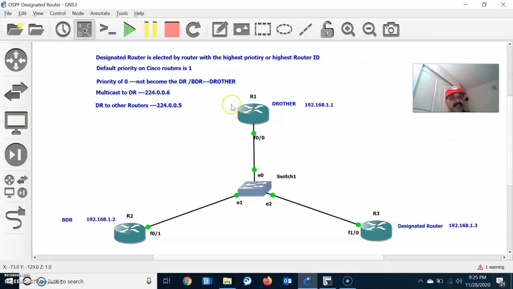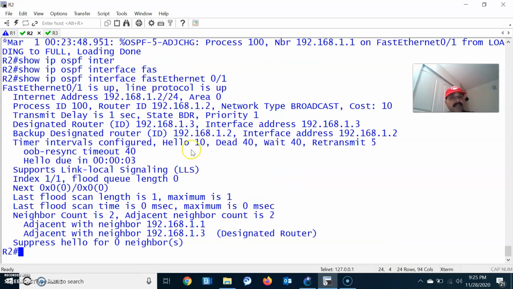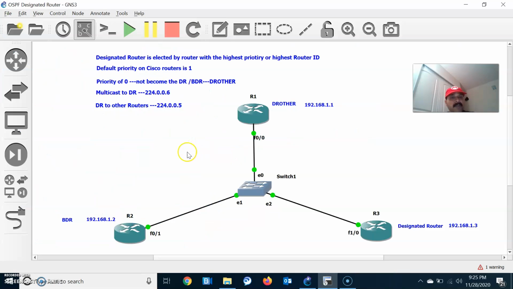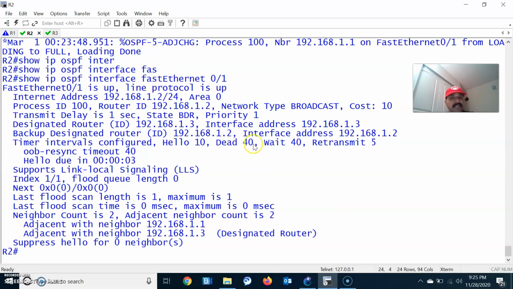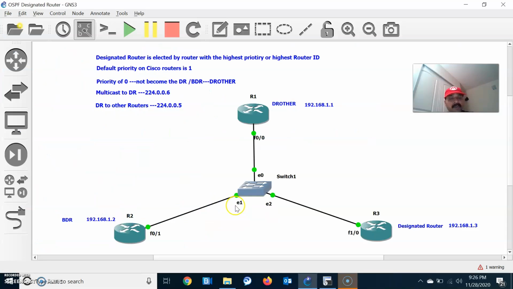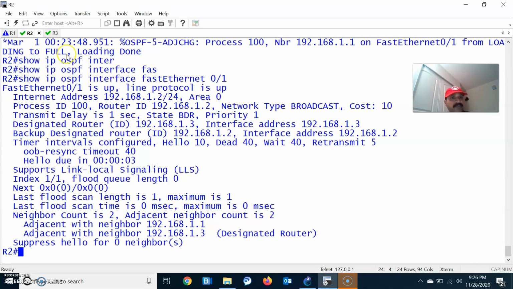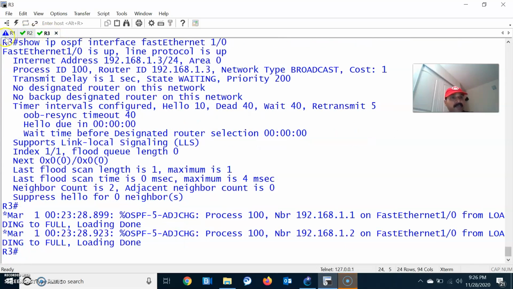Since it is a multi-access environment, the hello timer will be 10 and the dead time will be 40, that is 4 times the hello interval. The hello interval is used for establishing the neighbor relationship, and the dead interval is the amount of time it will wait before declaring the neighbor as dead. This is always for a broadcast environment. So hello will be 10, the dead interval 40, and the default priority always 1. If you want to prefer a router as the designated router, we have to configure it with the highest priority. That's why I have configured this with the highest priority.